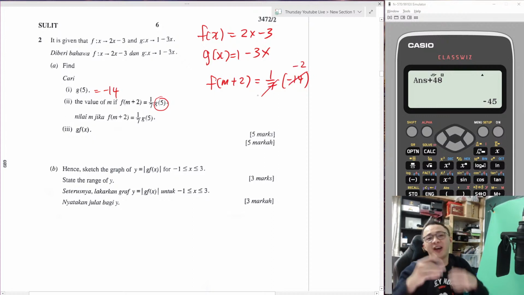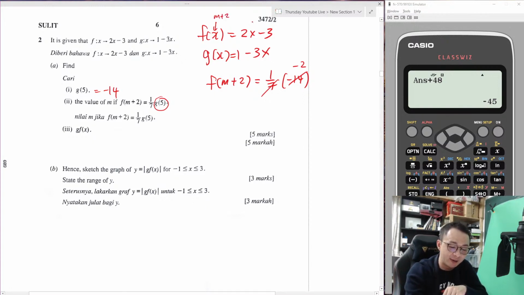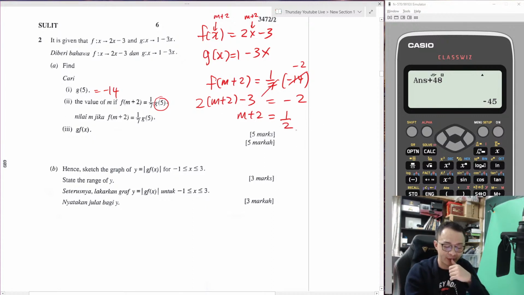So what's the meaning of f(m plus 2)? Basically it means we sub m plus 2 into our x here. So 2 times (m plus 2) minus 3 equals negative 2. Therefore m plus 2 equals negative 2 plus 3, which is positive 1, divided by 2 is 1 over 2. Okay, I hope I didn't make any careless mistake. Alright, so then my m is equal to 1 over 2 minus 2, which is negative 3 over 2.